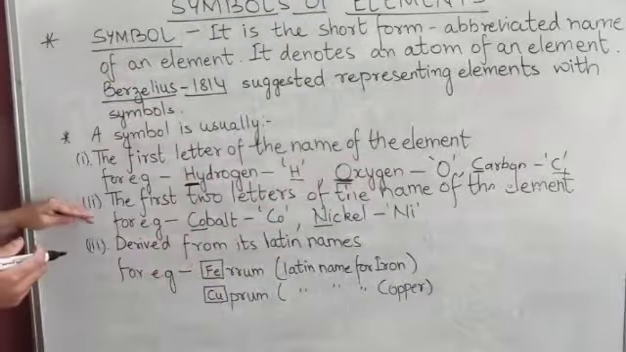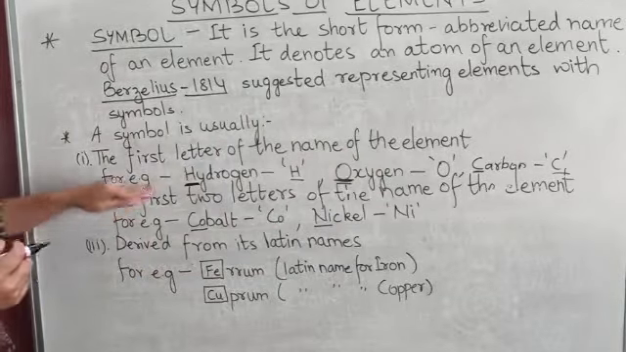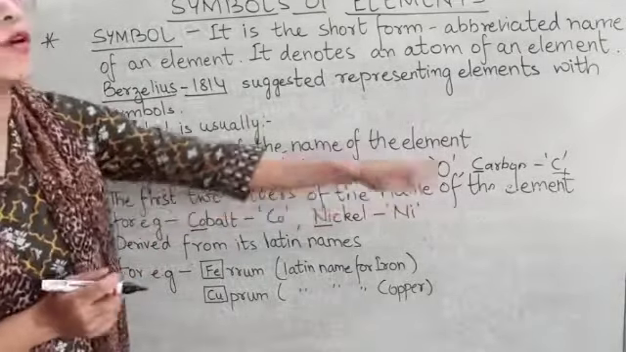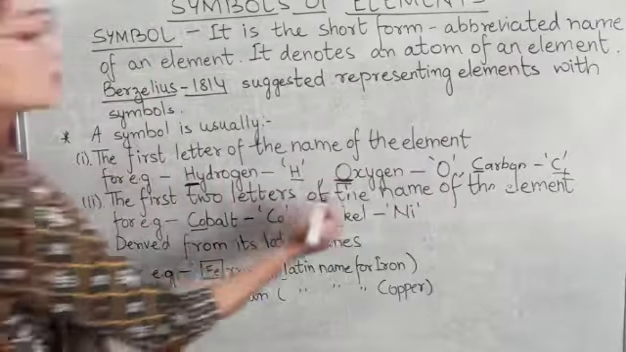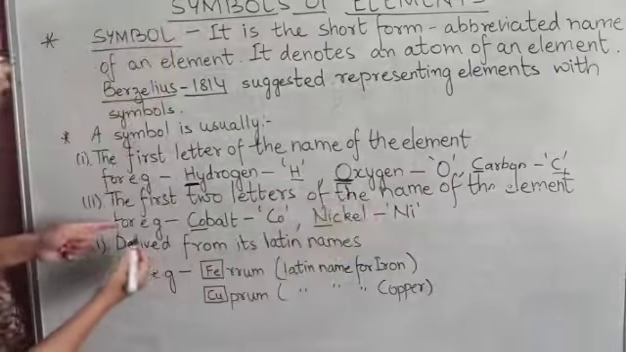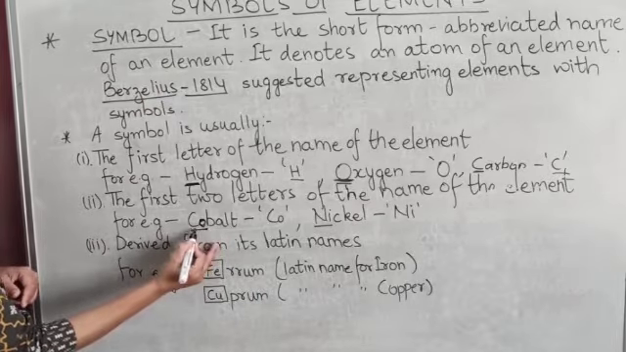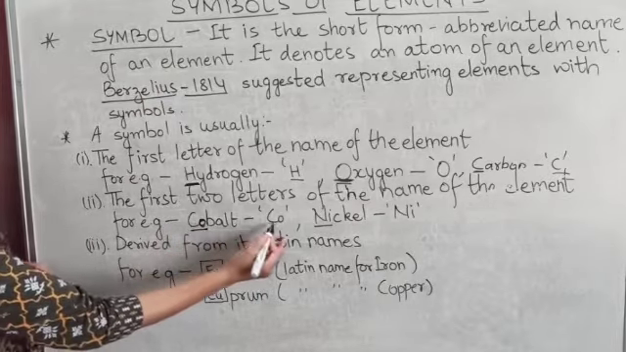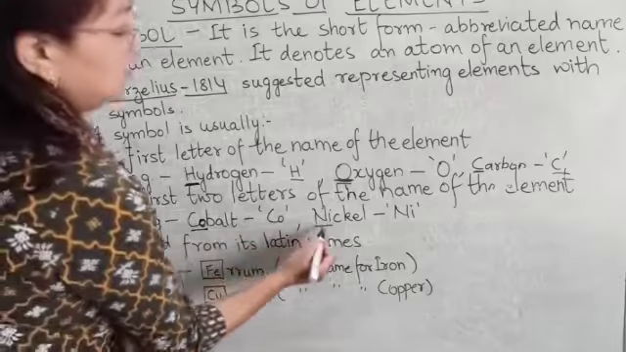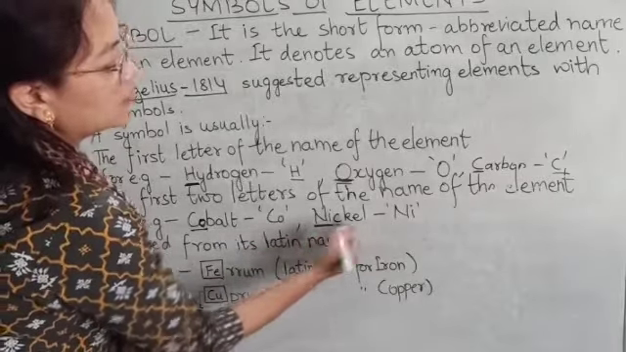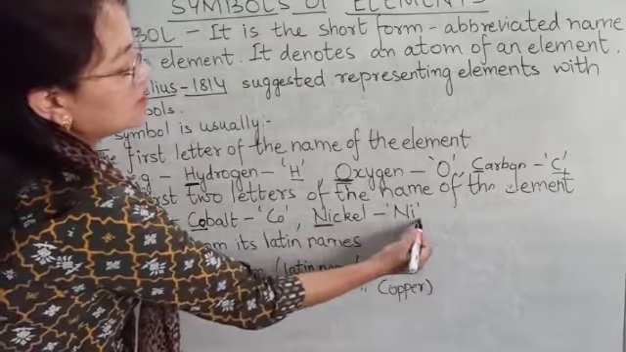Then the second method is the first two letters of the name of the element. For example, in case of cobalt, the first two letters are Co, so the symbol is Co. Nickel: the first two letters are Ni, so the symbol is Ni.